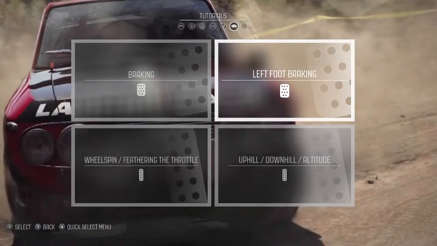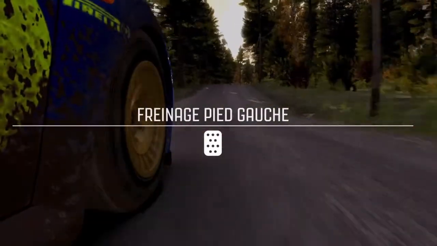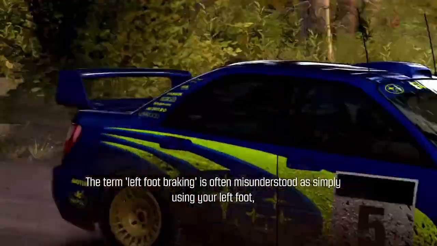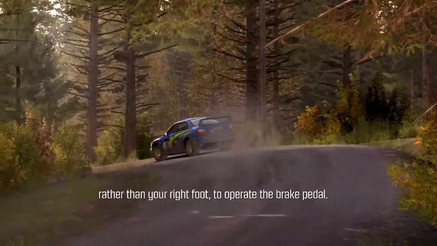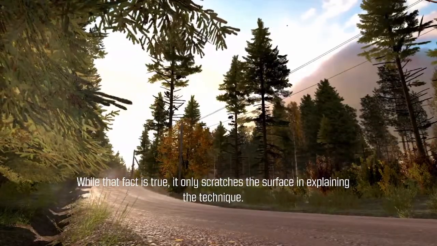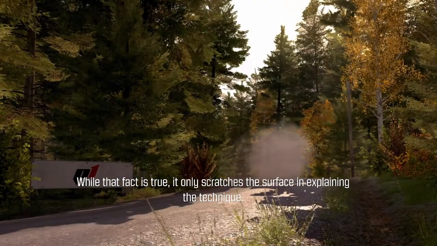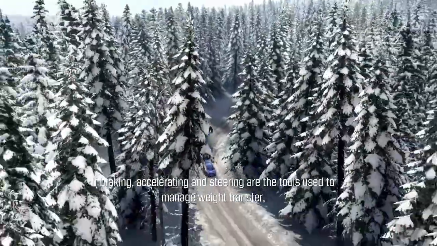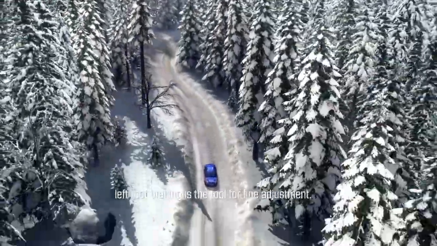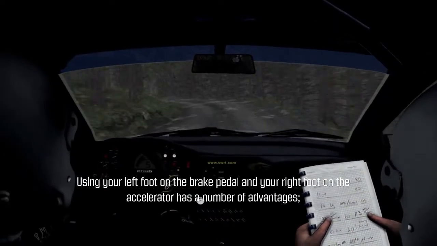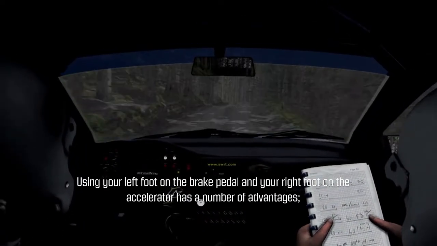Left foot braking. The term left foot braking is often misunderstood as simply using your left foot rather than your right foot to operate the brake pedal. While that fact is true, it only scratches the surface in explaining the technique. If braking, accelerating and steering are the tools used to manage weight transfer, left foot braking is the tool for fine adjustment.